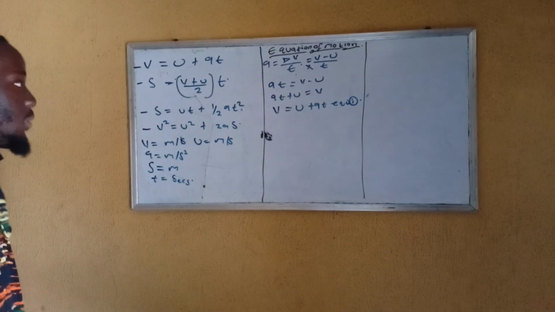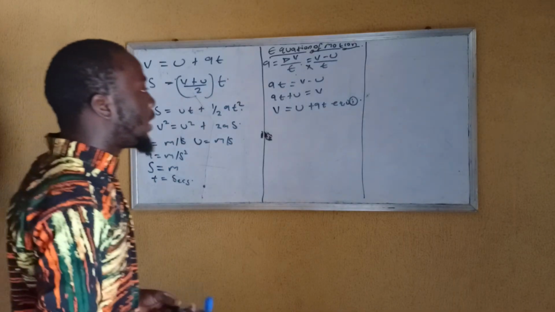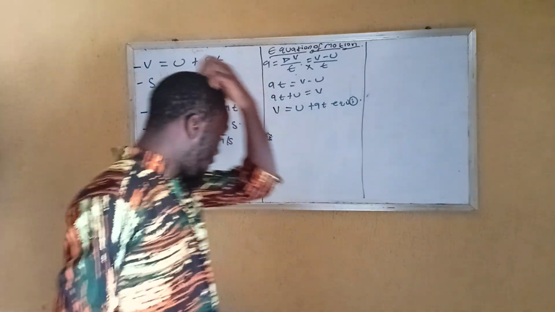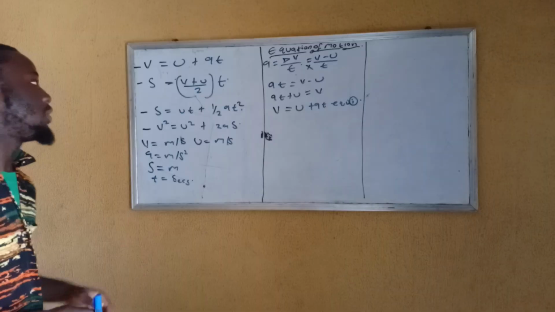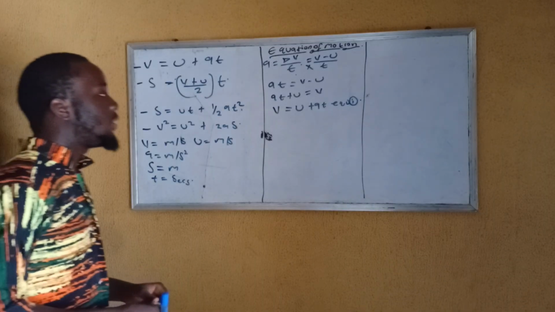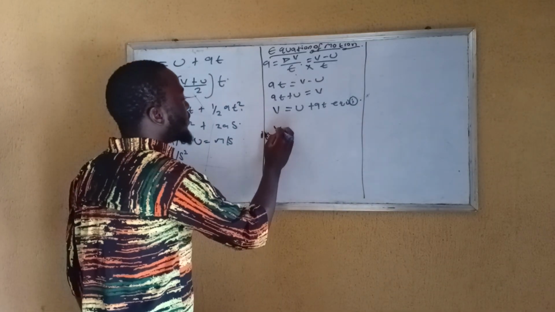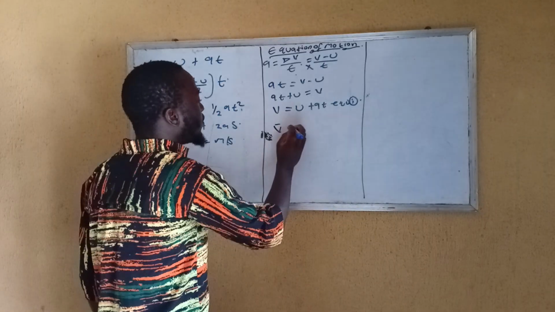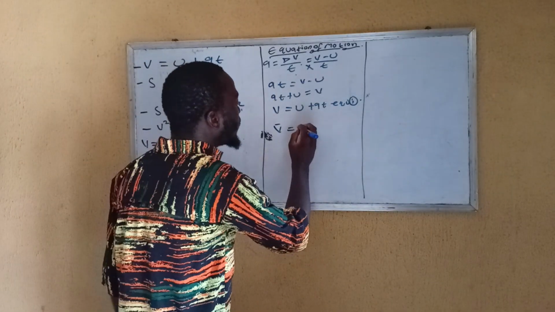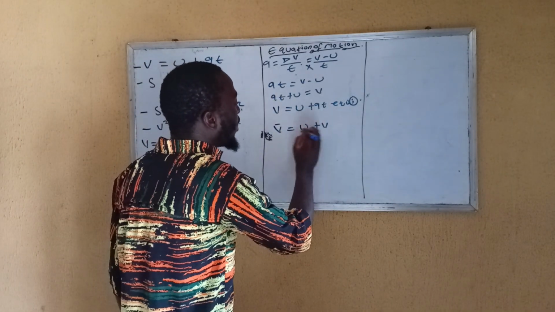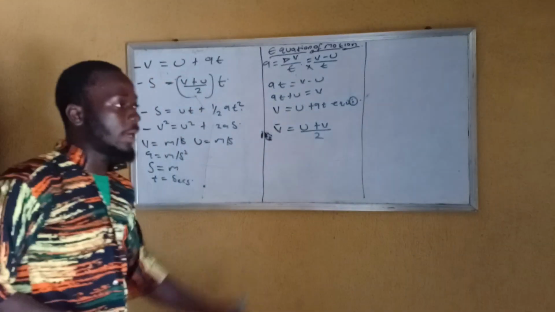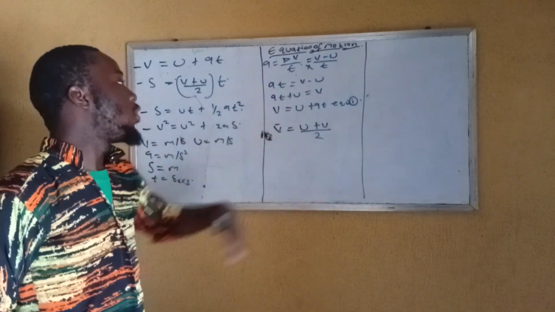This is for equation 1. Now equation 2. How do you derive equation 2? We know that average velocity is equal to (u plus v) all over 2. That is, the average velocity is equal to u plus v over 2.